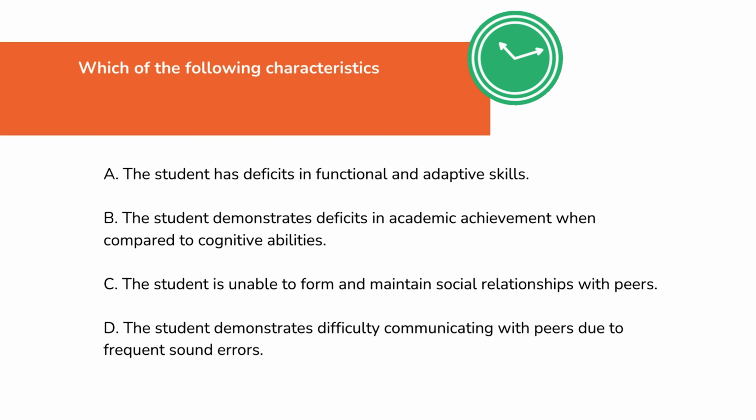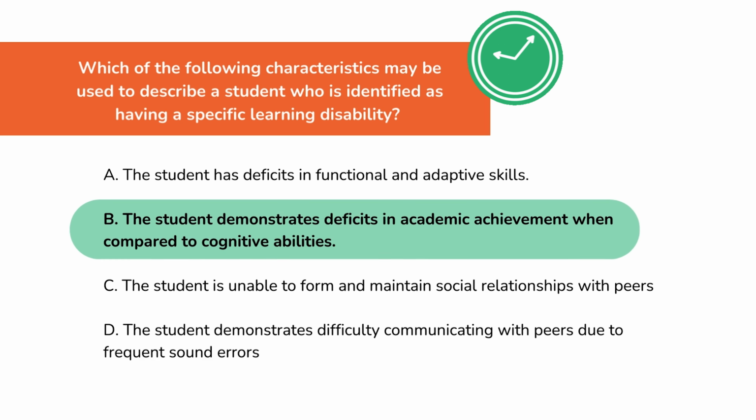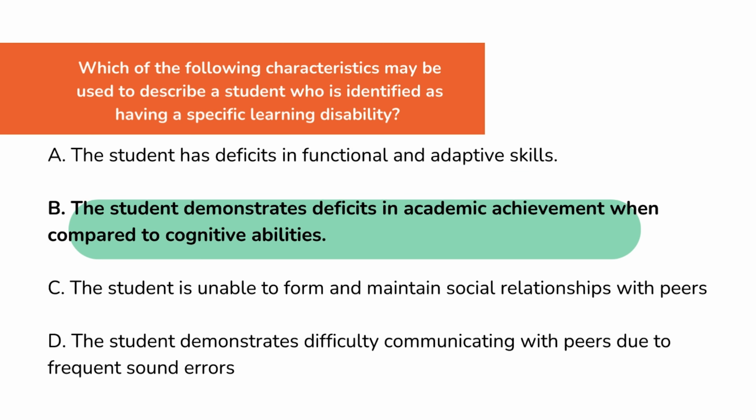First up, which of the following characteristics may be used to describe a student who is identified as having a specific learning disability? All of these answers define exceptional students, but only one relates to a specific learning disability. And that answer is B. Students with specific learning disabilities typically have average to above average intelligence, but experience academic achievement deficits.